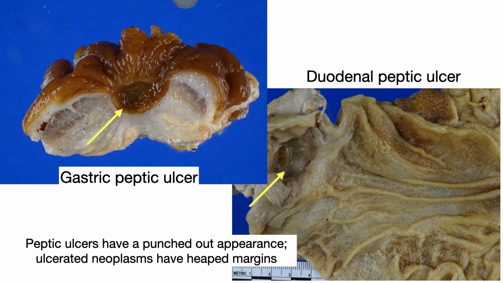So here are two. To the top left, this was a gastric peptic ulcer. To the right was a duodenal peptic ulcer. And you can see they're usually described as punched out, meaning that the edges of it go right up to the level of the mucosa. If you see heaped up margins at an ulcer, so it looks like there's a little ridge around the ulcer, that would be concerning for something like a neoplasm, for an ulcerated neoplasm. So usually we'll sample those carefully if they have a heaped up margin.